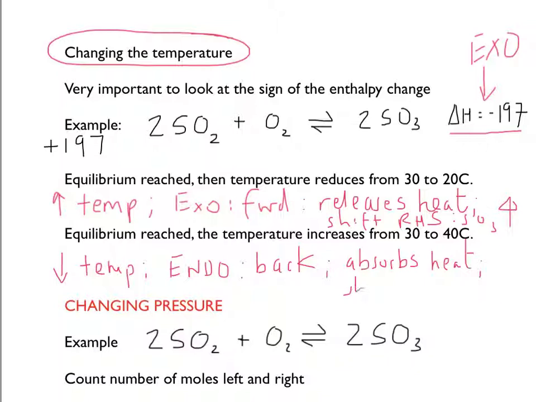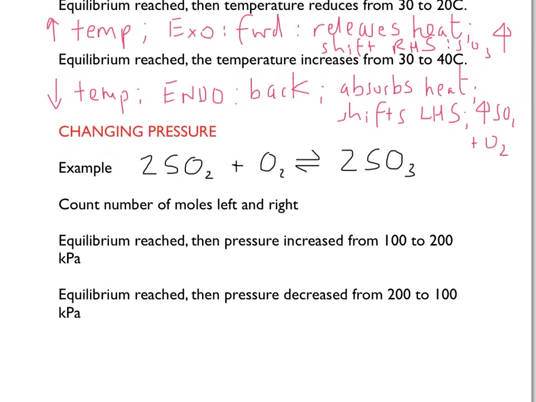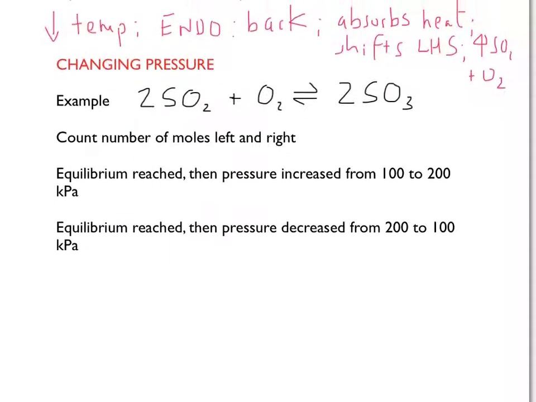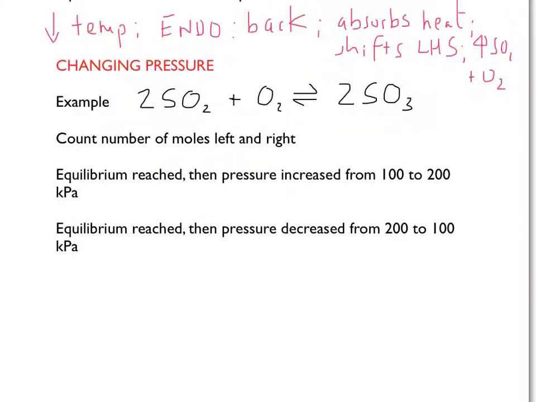So shifts left hand side, and so increasing SO2 and O2. So the important factor there was to look at the enthalpy change there, plus 197 kilojoules per mole. The last part of this clip is to think about pressure. What happens if we change the pressure on a system?